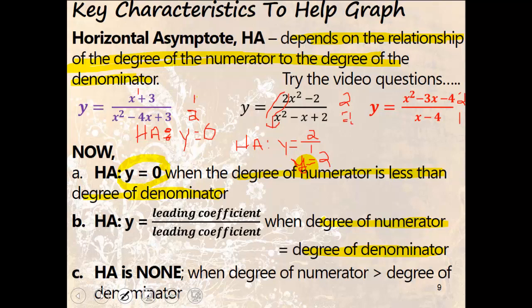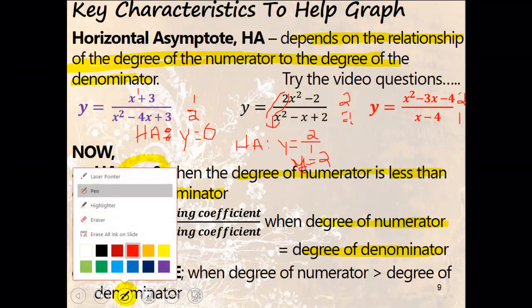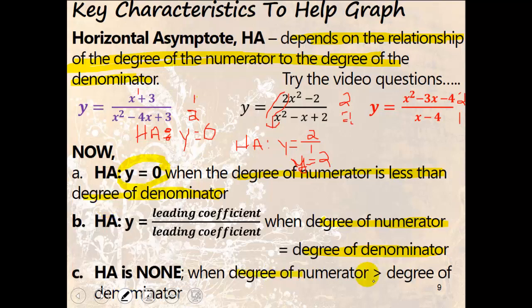If the degree of your numerator is bigger than the degree of your denominator, then you don't have any horizontal asymptote. So you would say HA, not 0, but none. There isn't one.